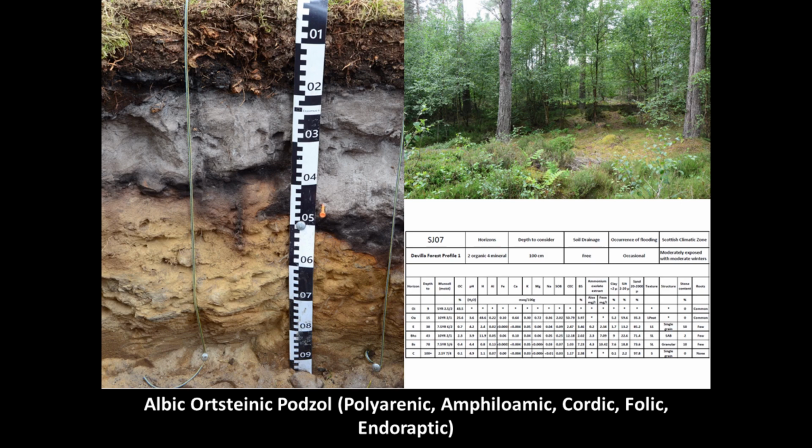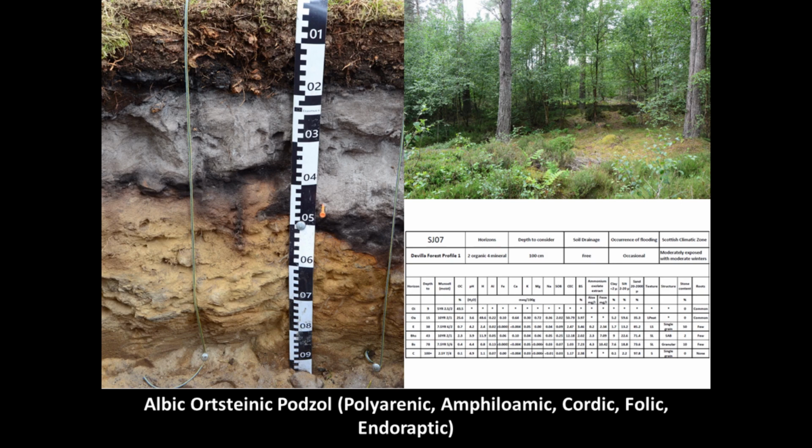The 4th edition of the WRB requires that the supplementary qualifiers start with the texture qualifiers, if texture qualifiers are foreseen for the respective reference soil group. If more than one is applicable, they are placed according to the depth from top to bottom. Here we have 2 texture qualifiers, polyarenic and amphiloamic. The spodic horizon at intermediate depth is loamic. Amphi means around 50 centimeters, so this is amphiloamic.